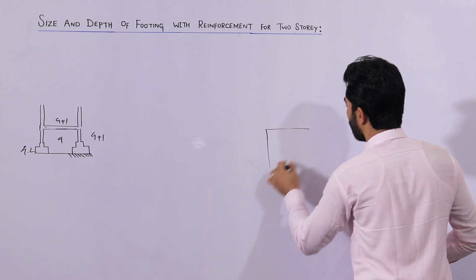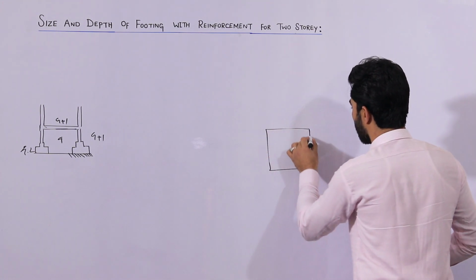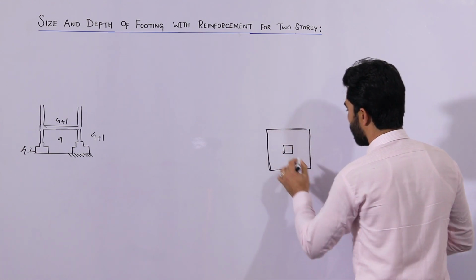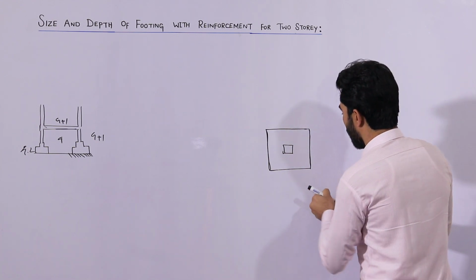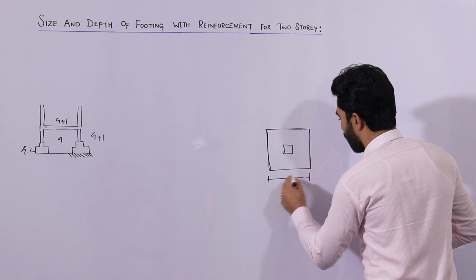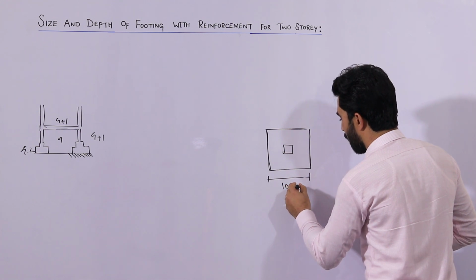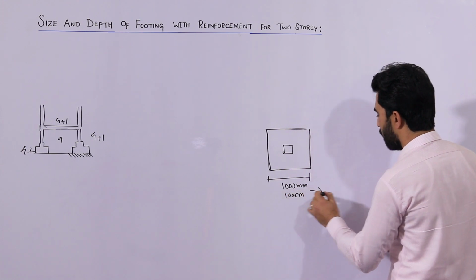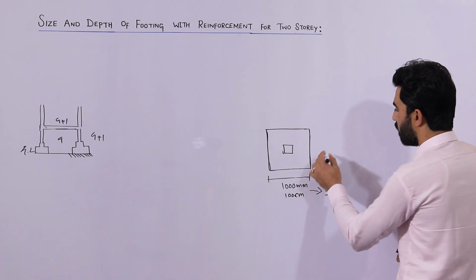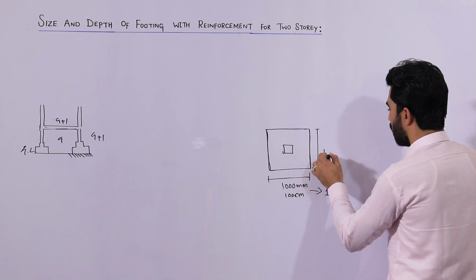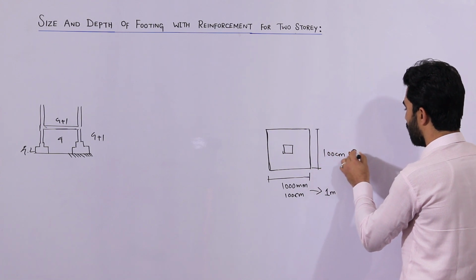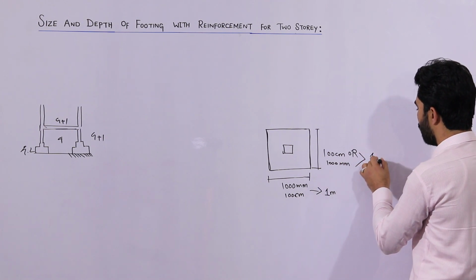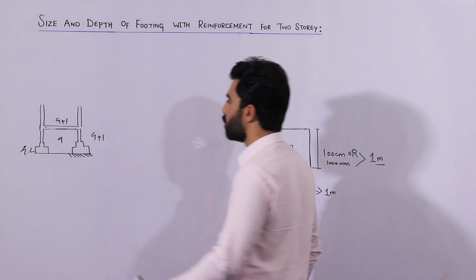Remember guys, the size of the footing should not be less than this for G plus 1 story. So this is the footing and this is the column size. The size of the footing should not be less than 1000 mm, or you can say 100 centimeter, or simply 1 meter. The other side is also 100 centimeter or 1000 mm, or simply 1 meter. So this is the size of footing for G plus 1.